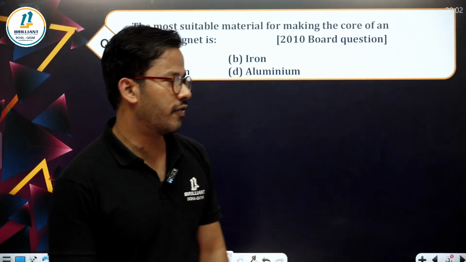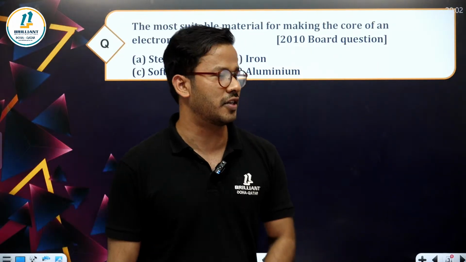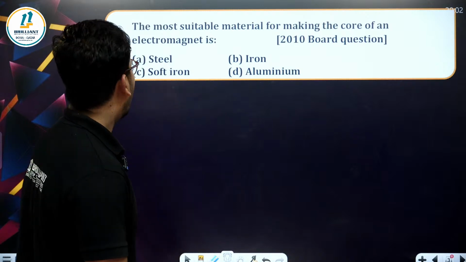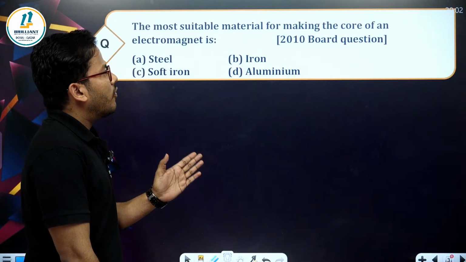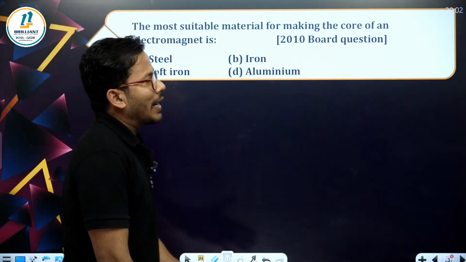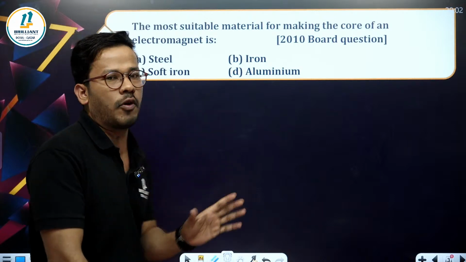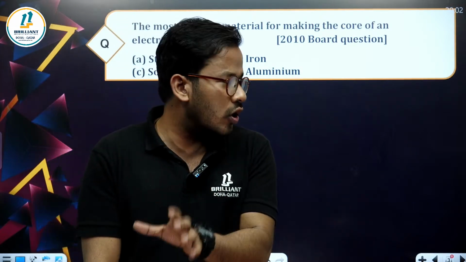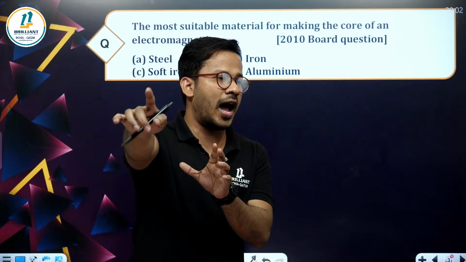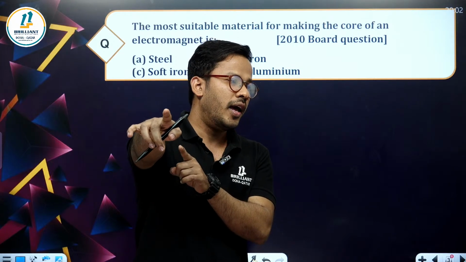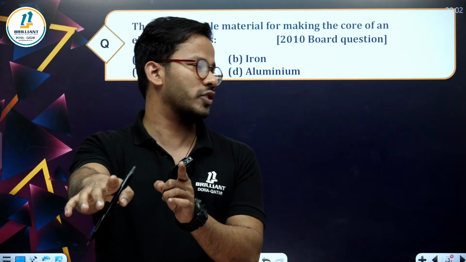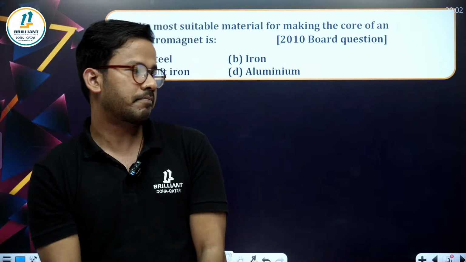The first question is on the screen. The most suitable material for making the core of an electromagnet is... So I'm going to make an electromagnet and I have a choice of four different types of material. Among those, I need to choose just one. Help me out with your answer. Let me see what your answer is in the chat box, everybody.